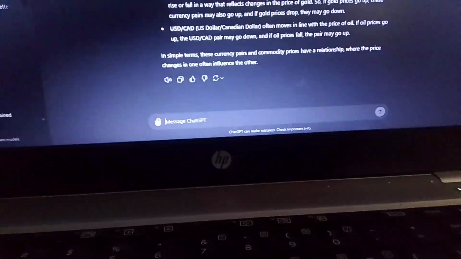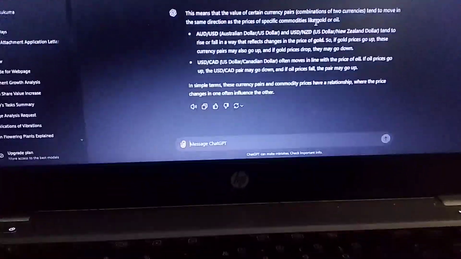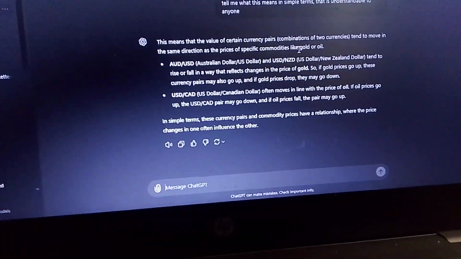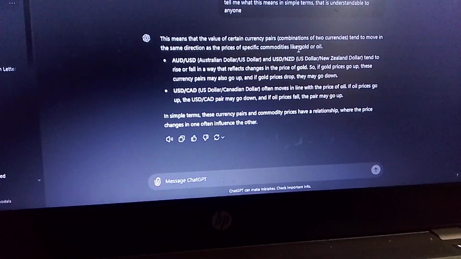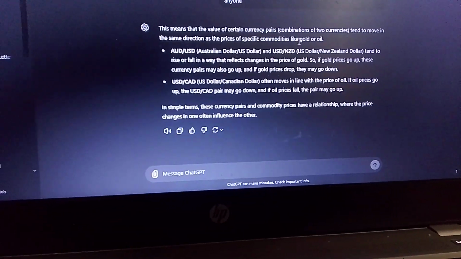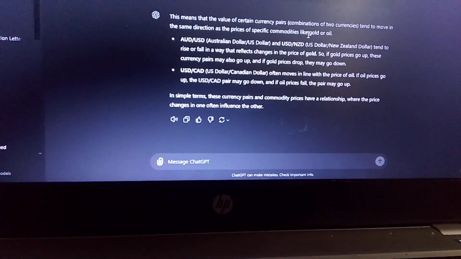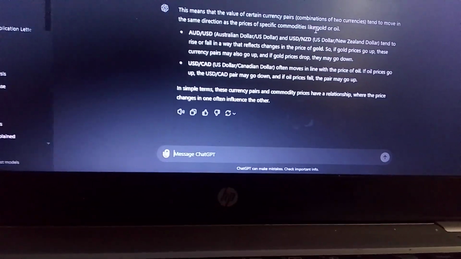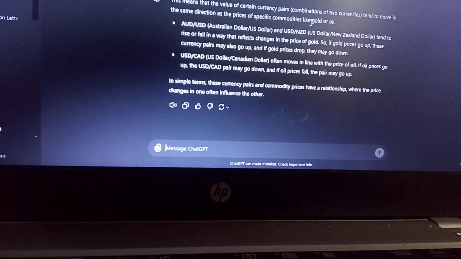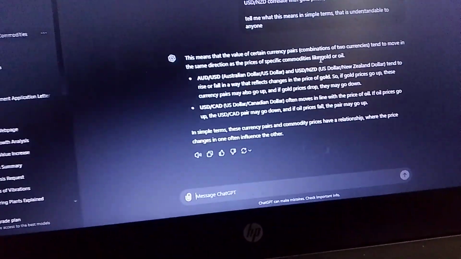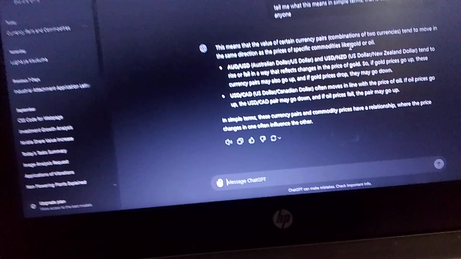gold or oil. So that one is better understood. Okay, we can just move on to this part also to understand it further. AUD USD tend to rise or fall in a way that reflects changes in the price of gold. So if gold prices go up, these currency pairs may also go up, and if gold prices drop, they may go down. Okay, so I don't know if you can use this as a strategy to trade.